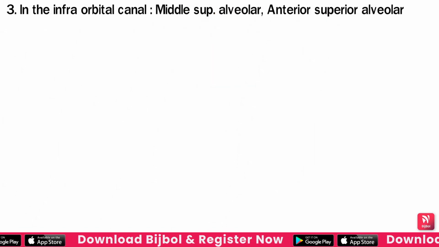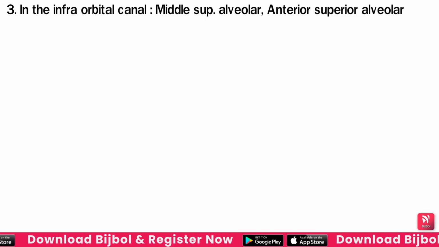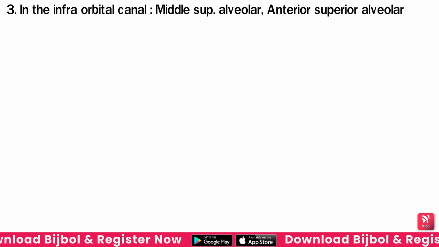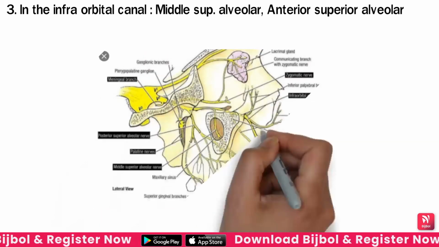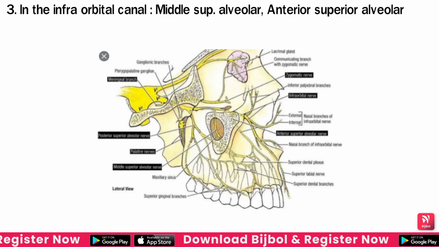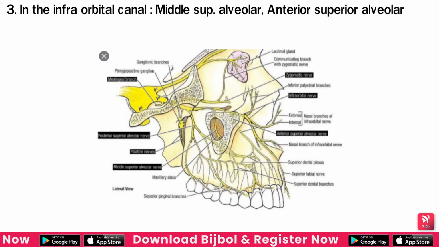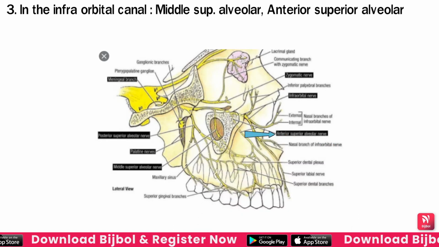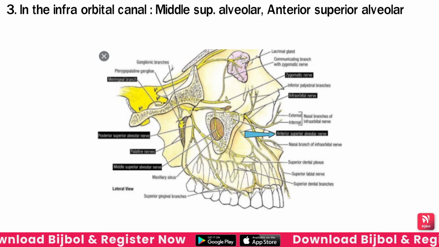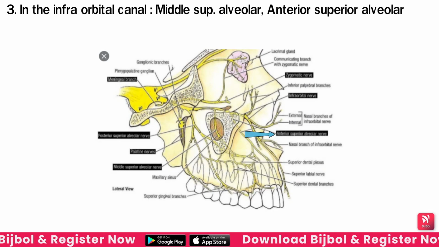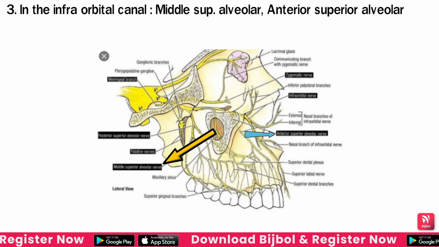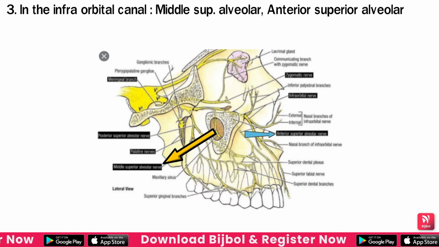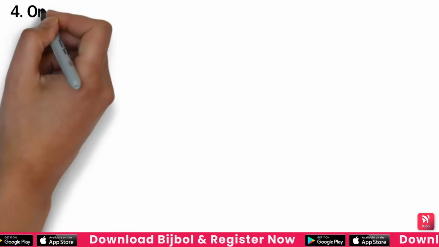Now, the third, in the infraorbital canal. In the infraorbital canal, it gives off branches to the middle superior alveolar and the anterior superior alveolar. In this diagram, you can see the branches in the infraorbital canal. What are those two branches? The first arrow indicates the middle superior alveolar and the next yellow arrow indicates the anterior superior alveolar branches.